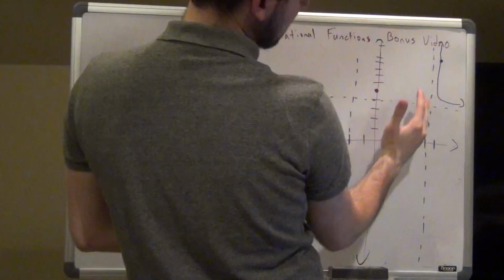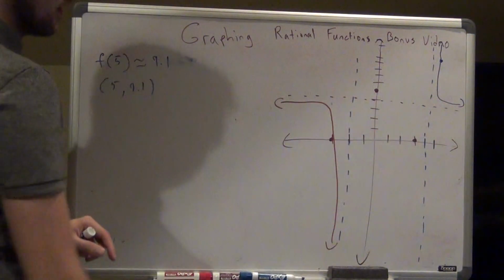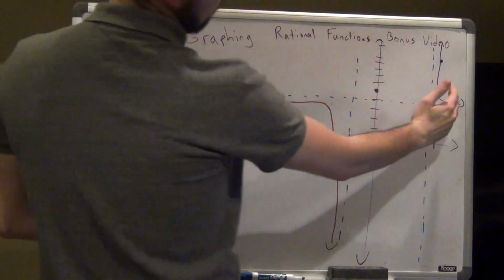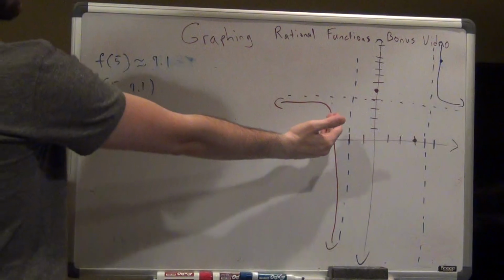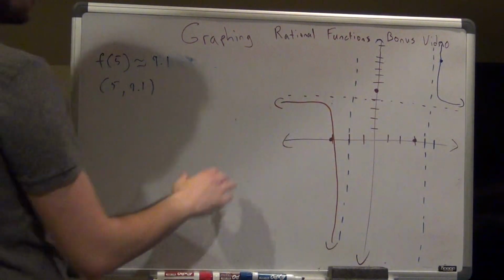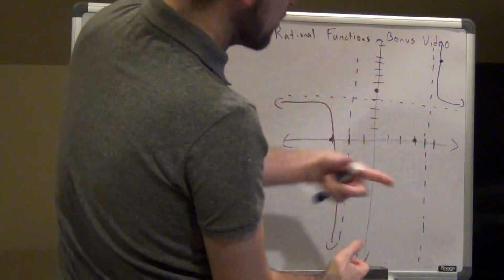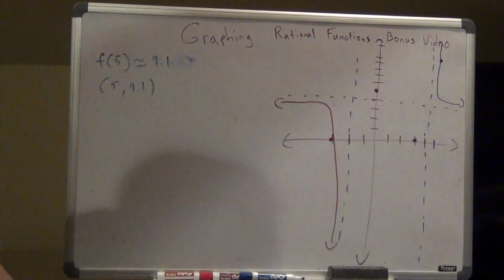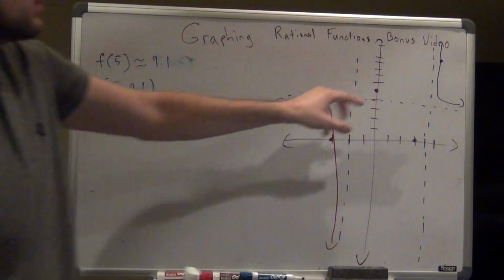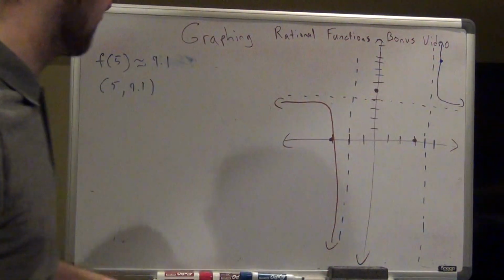So I found 1 point to the right of my rightmost vertical asymptote, and 1 point to the left of my leftmost vertical asymptote. And again, it might have been down here. You never know. It could be here and here. It just depends on where that 1 point is, in the area where it's going to lie.